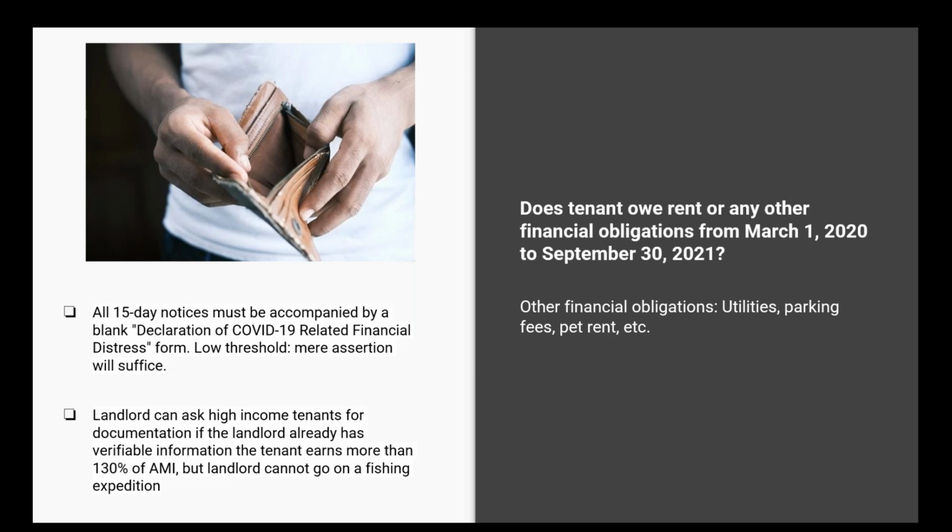You can serve a 15-day notice right now. You can attach and must attach the related declaration of financial distress. And the likelihood, which is my experience in my office, is that tenants are completing them. And once they complete that doc, the ability to evict at this juncture is over, because now you have to wait until the end of September to see if they come up with 25% of the rent money due.